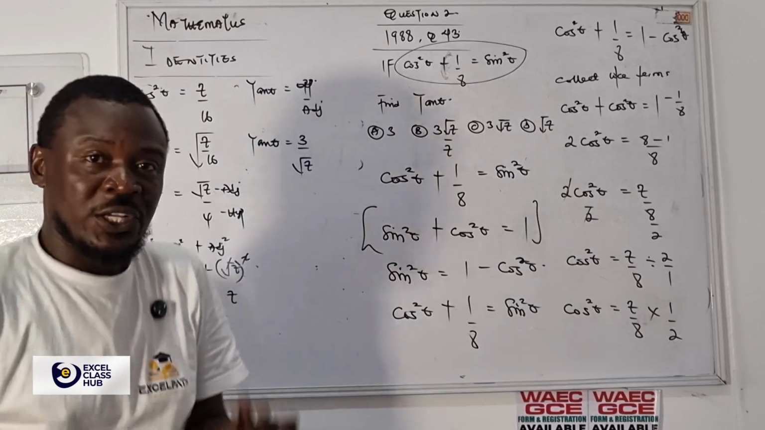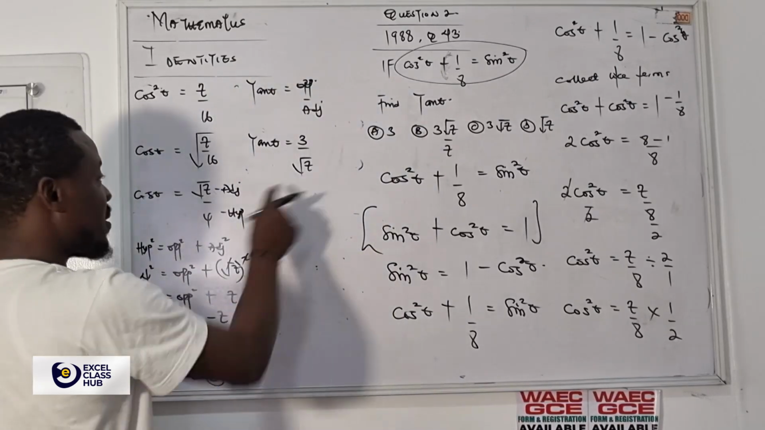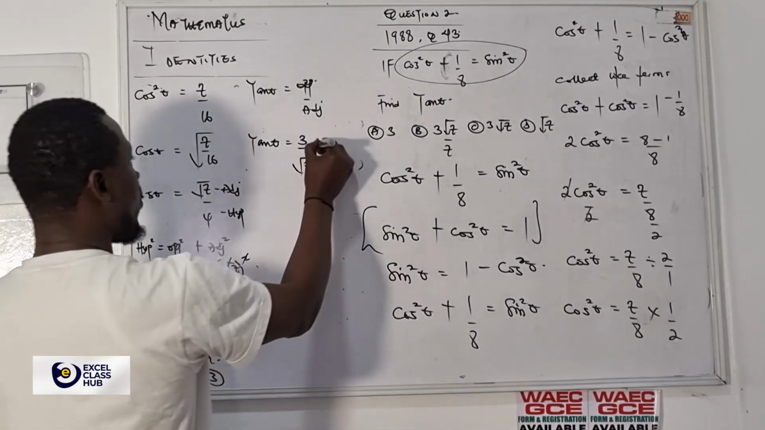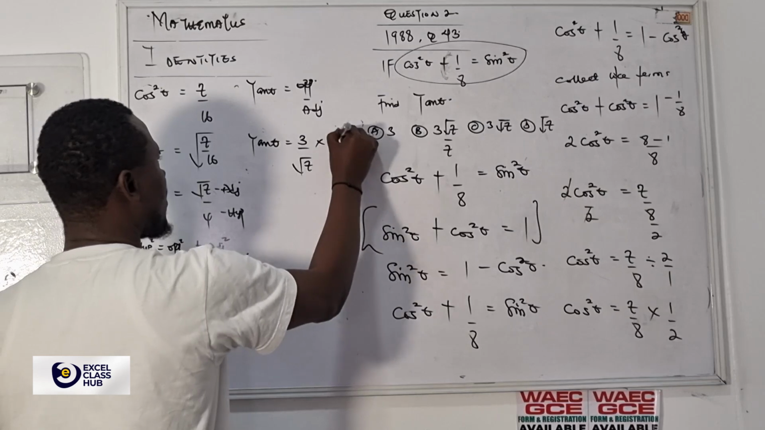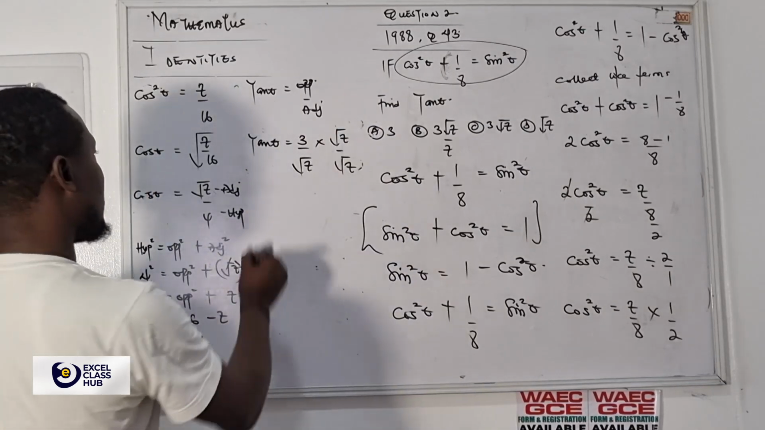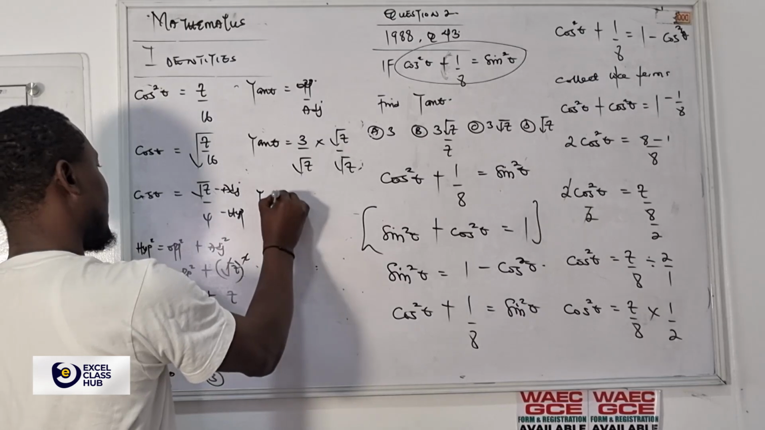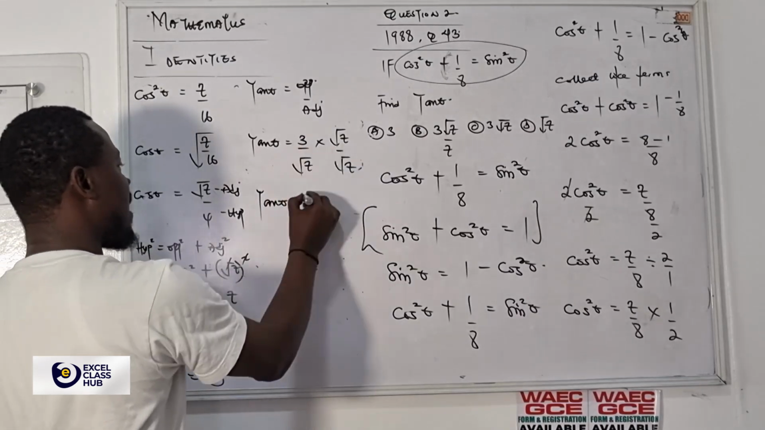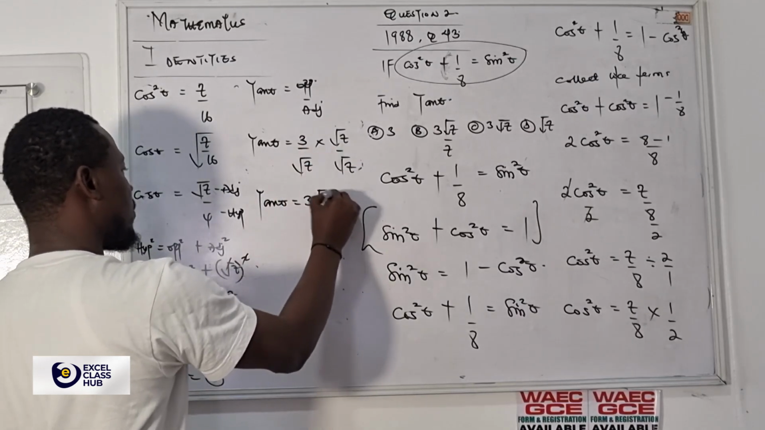I have to rationalize. Rationalize this denominator, which is root 7. We go up and down. That means multiply by root 7 over root 7. So your final answer for tan theta will be 3 times root 7 will be 3 root 7.